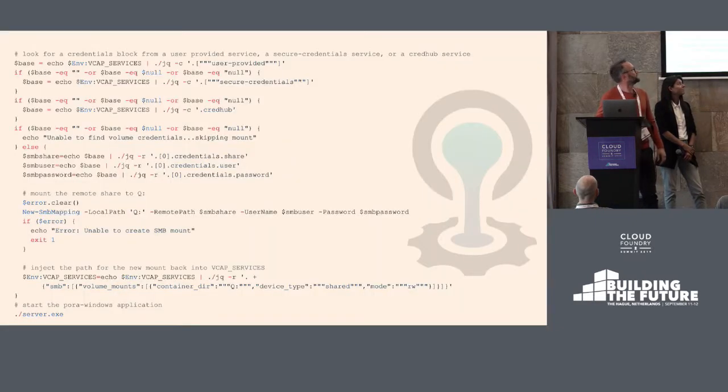So there's slightly more script here. This is the version of the script that can pull credentials out of cfcups, the secure credentials broker, or if you're in Pivotal proprietary land, the CredHub broker, which is basically the proprietary version. And it's got a little bit more failure handling. So for the case where you want to run your app and you don't have a volume service at all, it'll skip the mounting step.